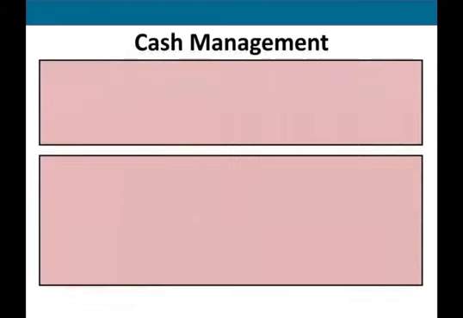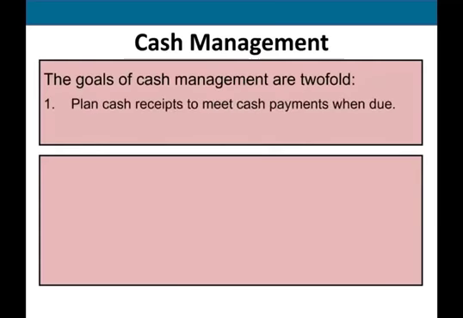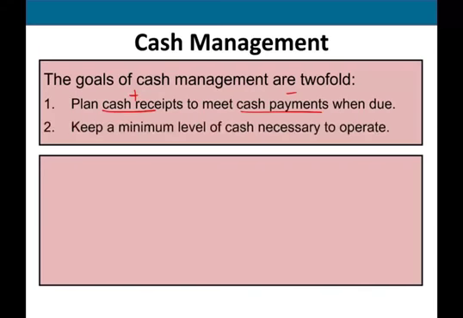Okay? Cash management. So what should be the goal of people who are in charge of cash? Usually top management should have two goals in mind. Plan cash receipts to meet cash payments when due. That's important. You want to have cash coming in to pay the cash out. Otherwise, you're going to be in trouble if you can't pay your bills. And keep a minimum amount of cash necessary to operate. You also need extra cash to buy supplies, to pay your employees, and so on. And sometimes you need extra cash if there's an opportunity to make a large purchase.